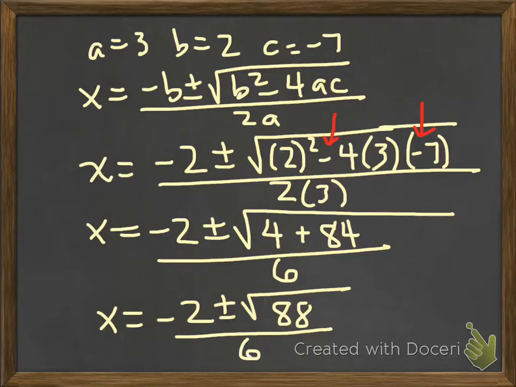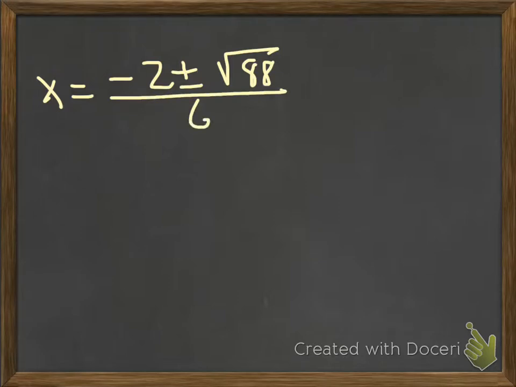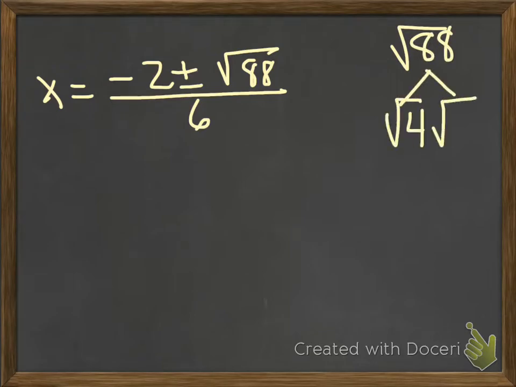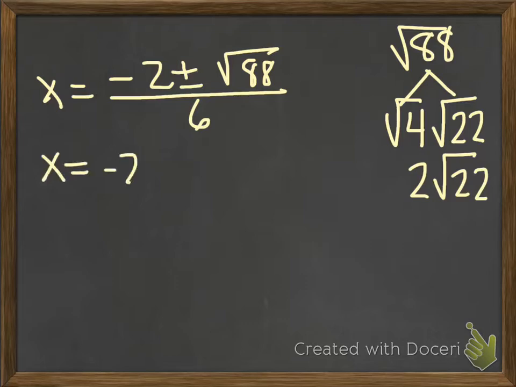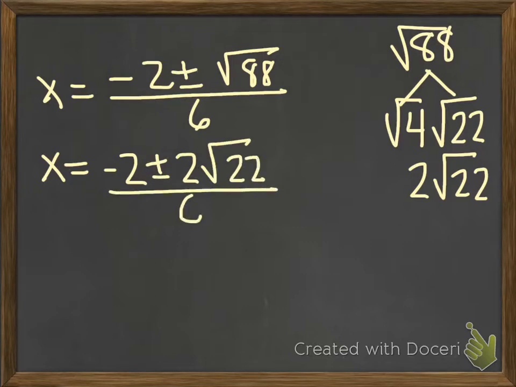Okay, now we have x equals negative 2 plus or minus the square root of 88 over 6. Okay, let's write that down again. Negative 2 plus or minus the square root of 88 over 6. Okay, you have to see if you can simplify the radical 88, which you can. So let's do that on the side. The biggest square number that goes into 88 is 4. So radical 4 times radical 22 is 2 radical 22. And you can't do anything more with radical 22. So now x equals negative 2 plus or minus 2 radical 22 over 6.